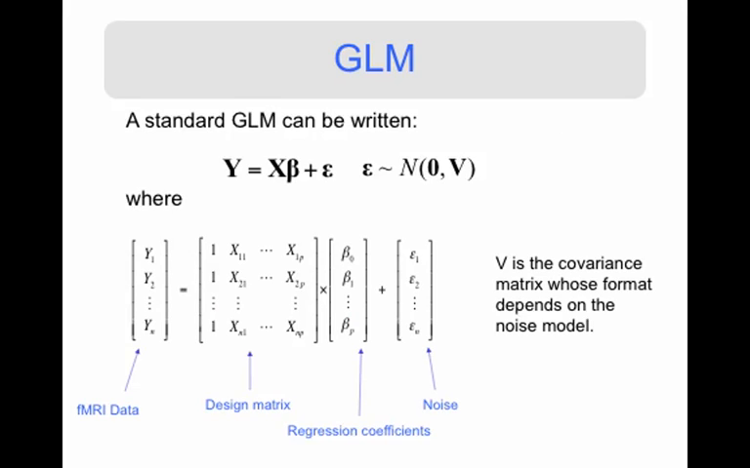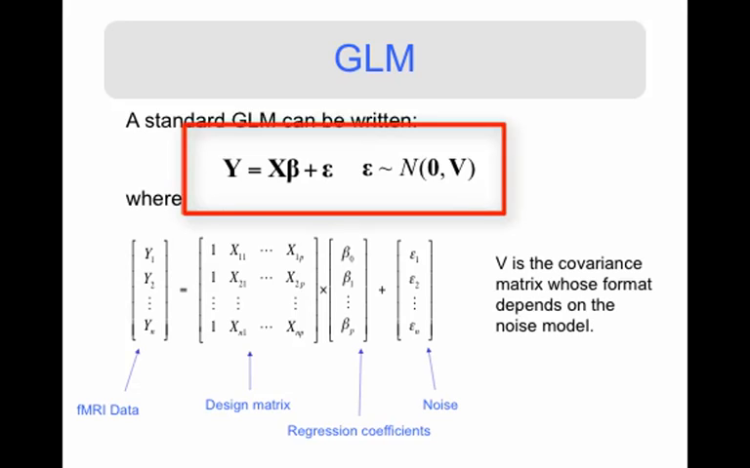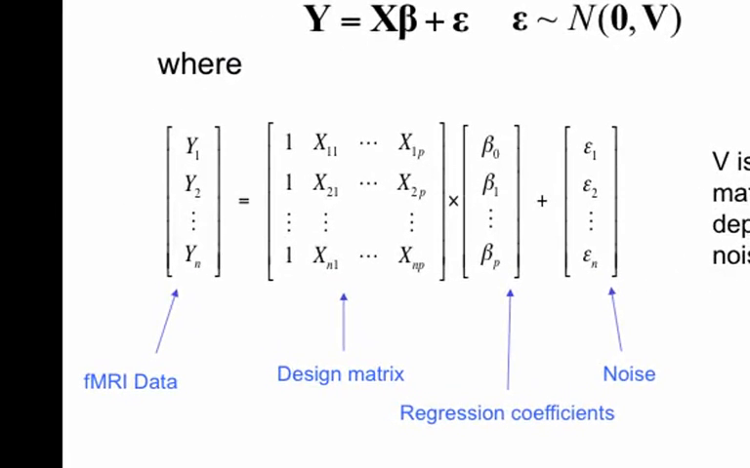Now, this gives us an illustration of the format that we usually put a standard GLM model. So we usually write the GLM model as y equal to x beta plus epsilon, where epsilon is normally distributed with mean 0 and a variance-covariance matrix V. Now, if we go in and look at this, y is a vector of length n, where n is the number of scans that we have during our experiment. So in this case, y1 is the voxel measurement at time 1, y2 is the voxel measurement at time 2, all the way up to yn. So they're strung out there. So that's the fMRI data.